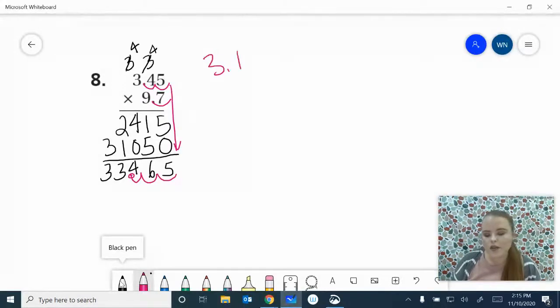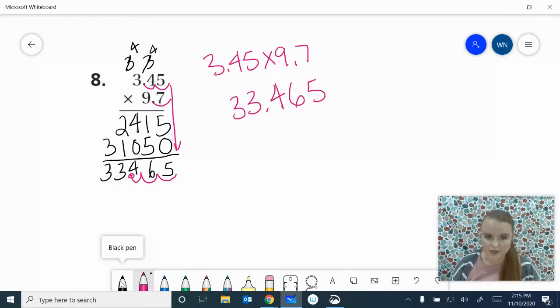So we know that 3 and 45 hundredths times 9 and 7/10 gives us 33 and 465 thousandths. Notice that it's thousandths because we swooped 1, 2, 3. So when you swoop 1, 2, 3 in, that's going to get you thousandths. Hope you got the right answer.